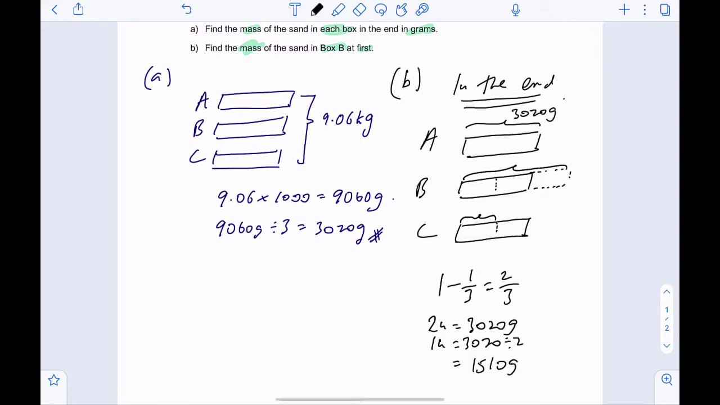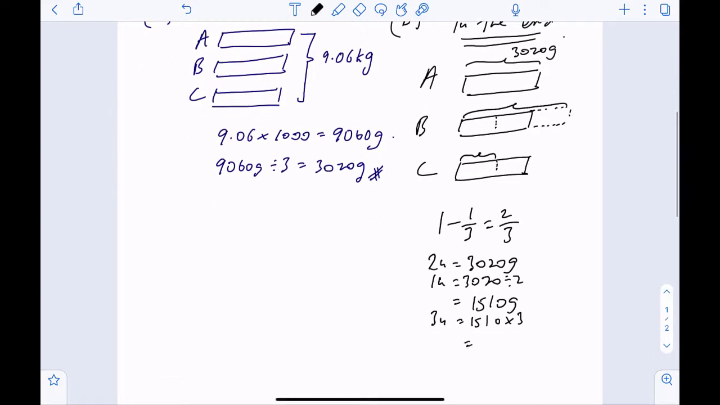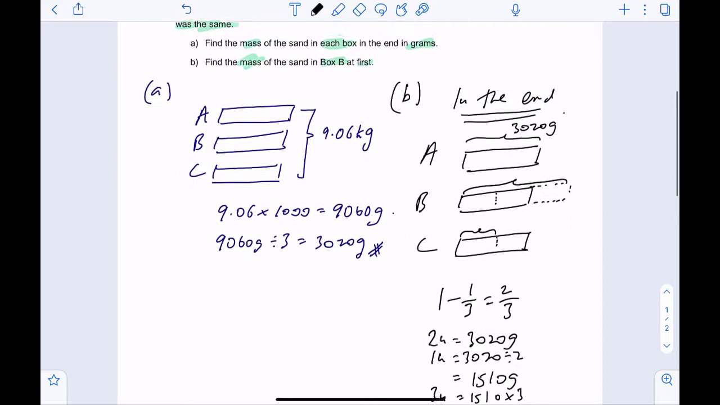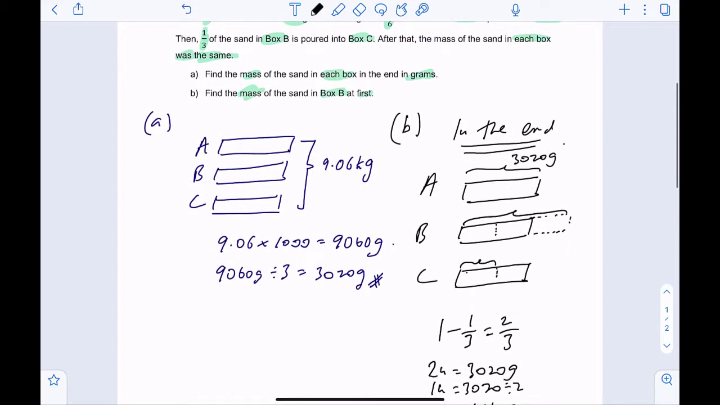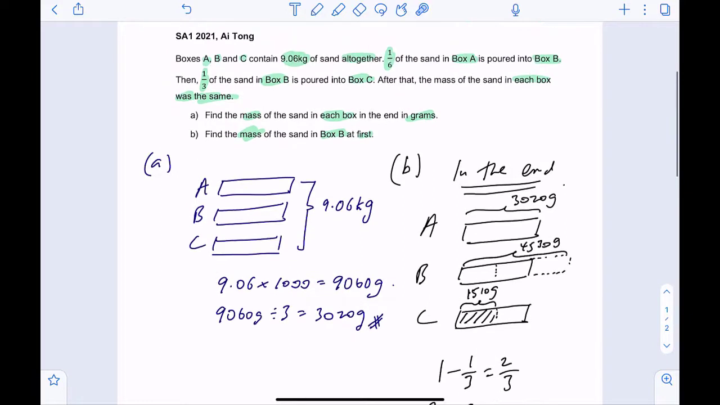1 unit is 1510 grams, and then we can find that 3 units, which is what box B had before giving to box C. So 1510 times 3 is 4530 grams. So basically box C only had this amount, which is just 1 unit, that is 1510 grams, and box B had a little bit more, 4530 grams. Now let's trace backwards again.